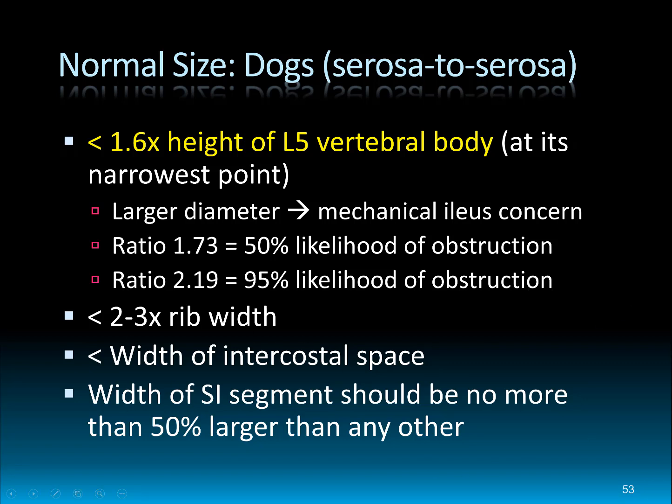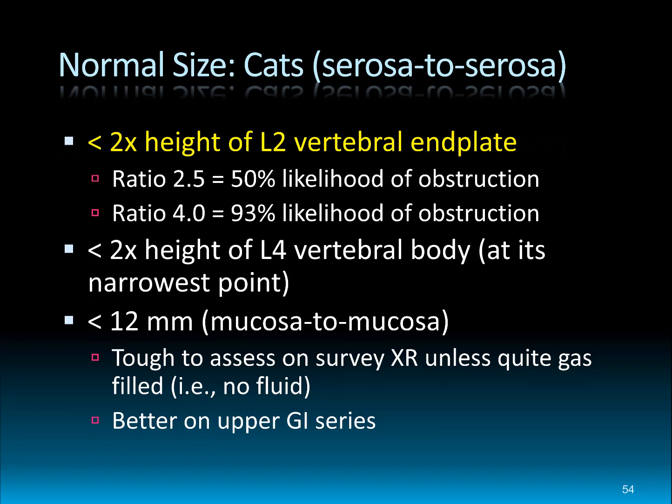There are other measures that I've got down here. Those are less helpful. This final bullet point is actually maybe more useful than those middle two. The width of any small intestinal segment should be no more than 50% larger than any other. So if you have one or two or three segments that are twice as big as others, then that's putting us into that two populations of small intestine camp, and that's going to be a concern. Again, it's not specific, but it does get to be more concerning at that point. Cats are similar. Here, normal is considered to be less than twice the height of the L2 vertebral end plate. Again, as that ratio gets bigger, you get greater and greater likelihoods of having an obstruction.